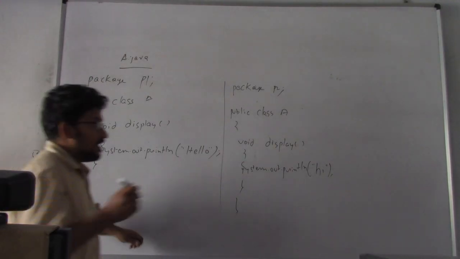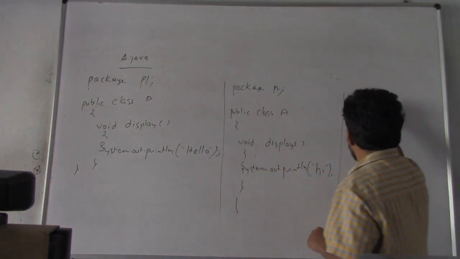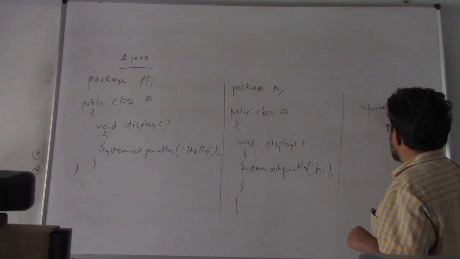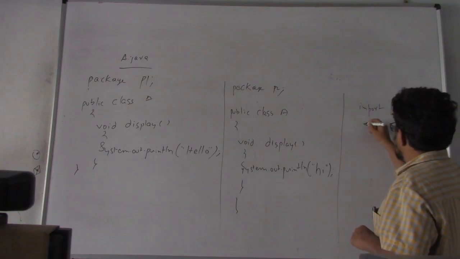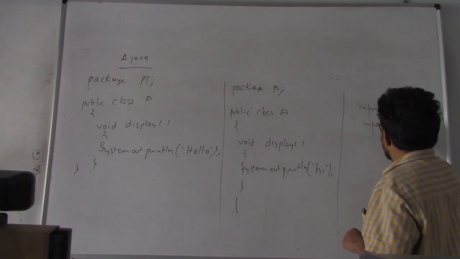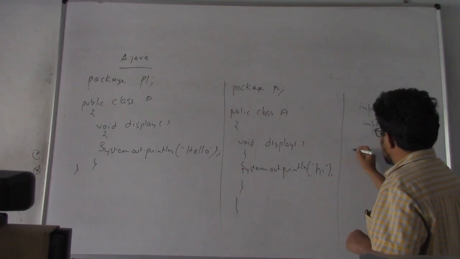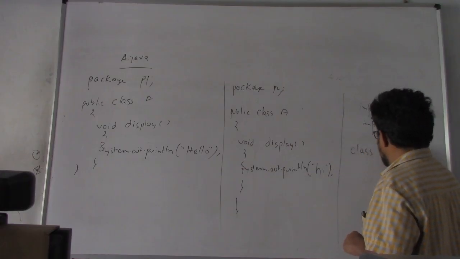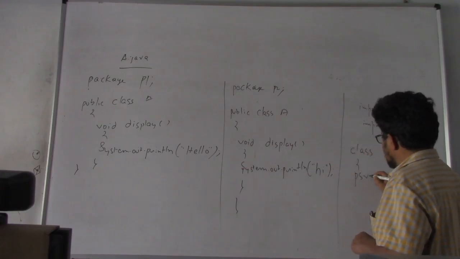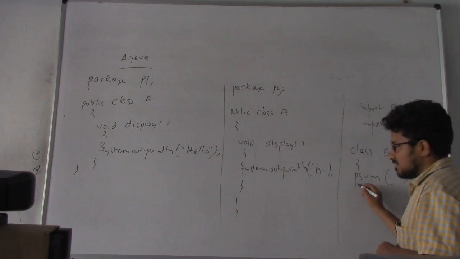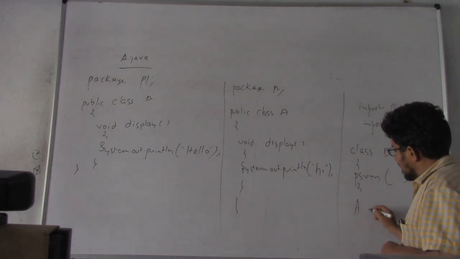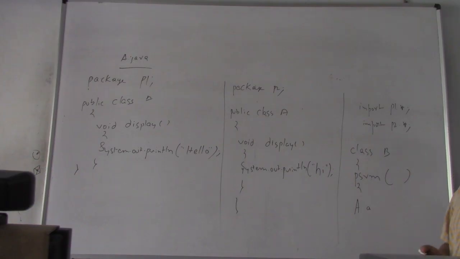But while importing, you write import P1.*; import P2.*; and then some class P with public static void main String args. While creating an object of A, you get confusion. The compiler gets confused whether A belongs to P1 or P2.